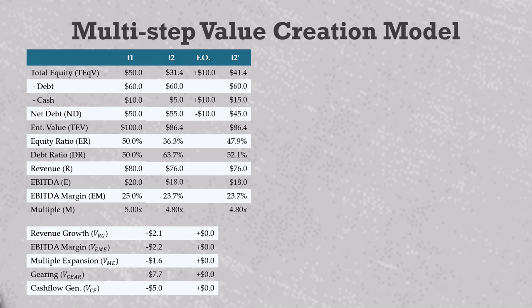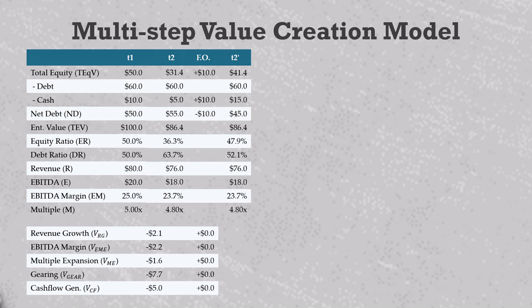That's because they just shift value around from one balance sheet to another or from one income statement to another. Value creation only occurs from organic changes, like from T1 to T2 and from immediately after the support investment at T2 prime until the next step, T3.